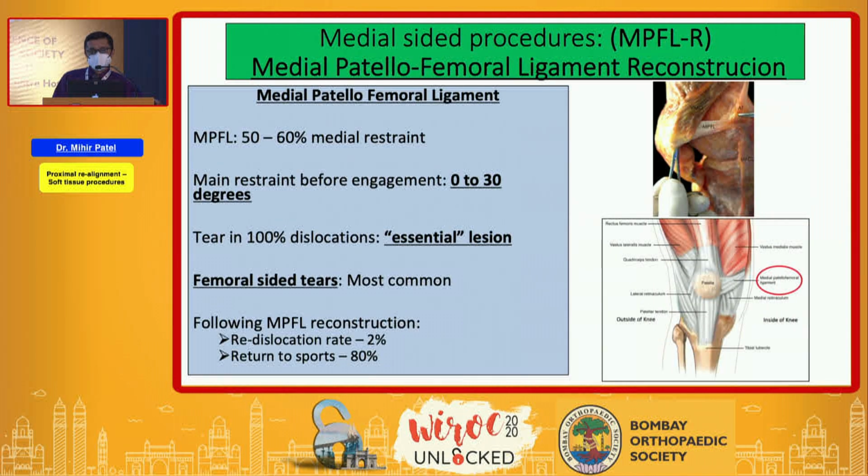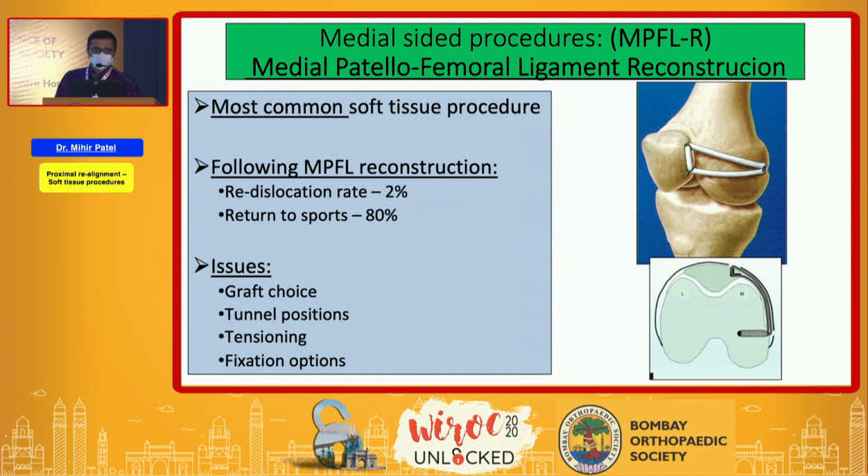So coming to the medial patellofemoral ligament reconstruction, we have to understand that this is the main restraint from the medial side, 50 to 60%. The only thing which holds the patella before 30 degrees, or before it engages in the trochlea, is the MPFL, and it is torn in most dislocations, and hence it's the essential lesion when we see a patient with an acute or a recurrent patellar dislocation. Femoral sided tears are most common, and thus a medial plication or reefing may not always help when it tears from the femoral side. Redislocation rate is only about 2%, and return to sports is almost 80% after an MPFL reconstruction. It is the most common soft tissue procedure used.